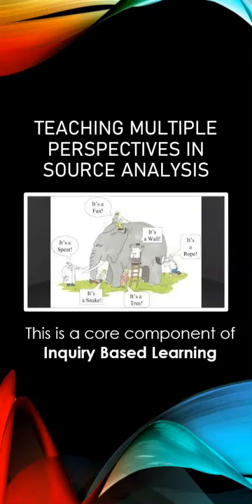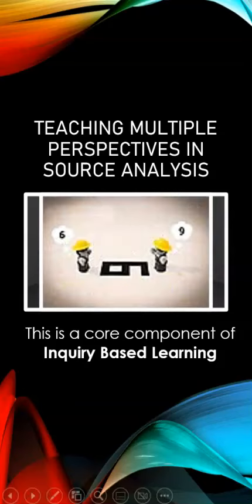looking at a piece of the picture, especially when you're looking at a primary source. And you have to be able to step back and identify what piece of that picture you are looking at and what impact that's going to have on how you draw conclusions from that source. Another example is just the simple, is this a 9 or a 6? Depending on which direction you're standing, you could identify it as either one.